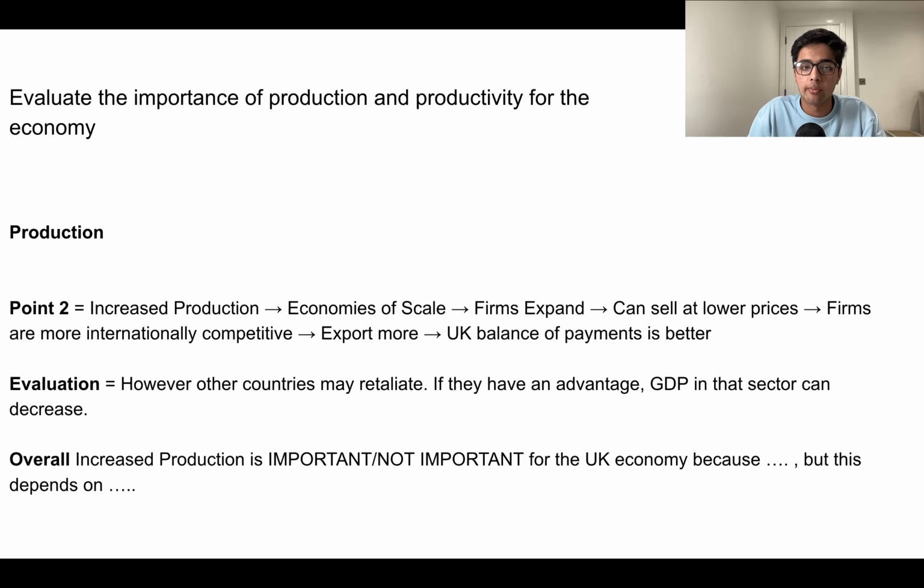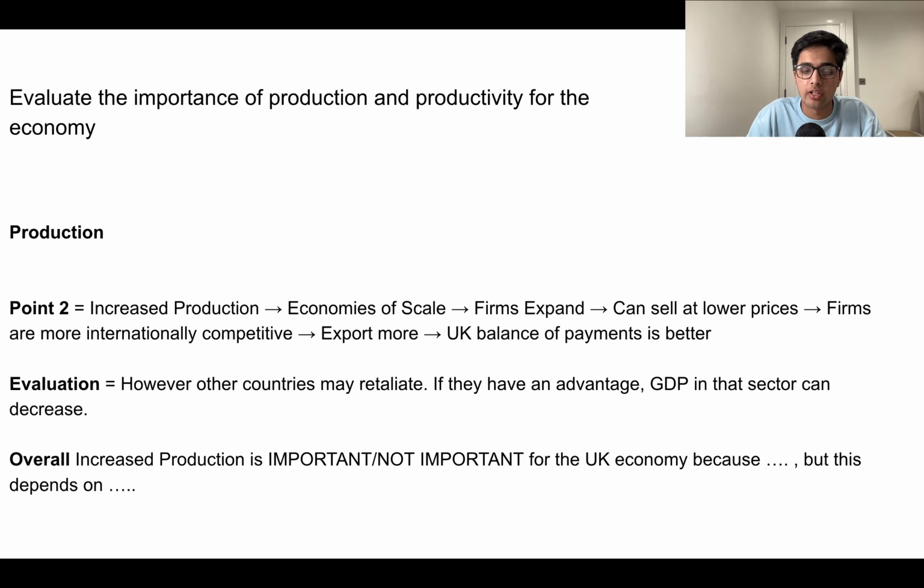The second point you can make is increased production leads to increased economies of scale, which we have just established is the cost advantages of firm gains by increased production, which leads to lower average cost. Therefore, when the firms expand, they can sell at lower prices. Thus, they are more internationally competitive and can export more. Thus, the balance of payments in the UK economy is better.